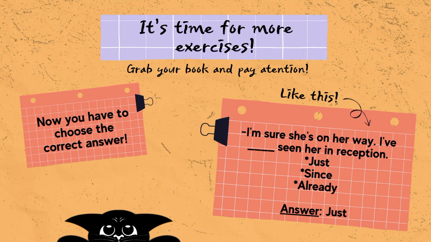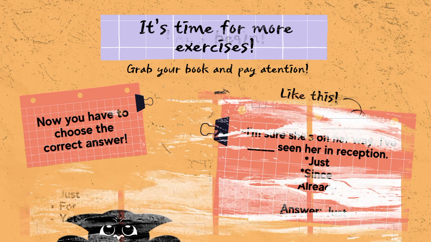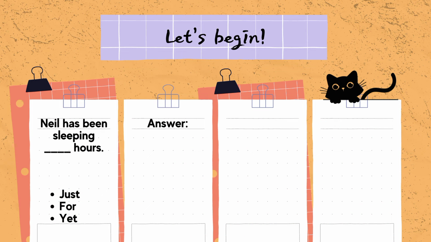Now we have part 2 of the exercises. In this part you only have to choose the correct adverbs. You have a sentence with a blank space and you have to choose the correct option. Thank you, Manuela, for your explanation. So let's begin with the first exercise. Let's do it like we did with the last exercises. I will give you a few seconds and then I will show you the answer.